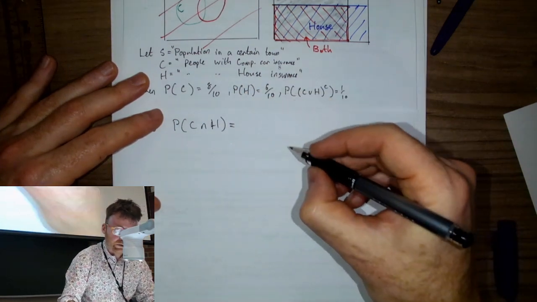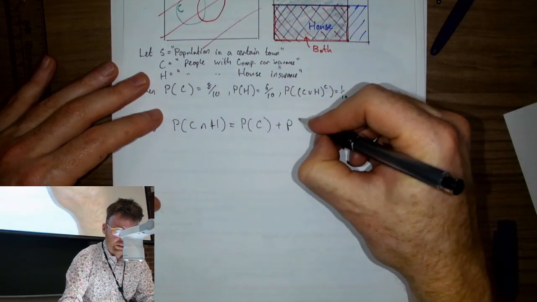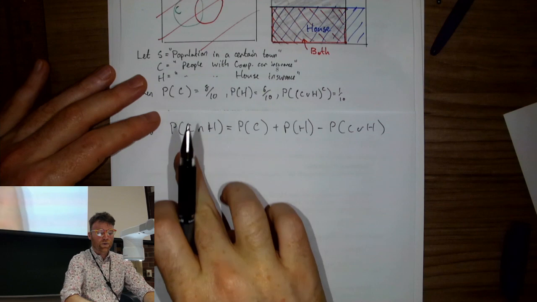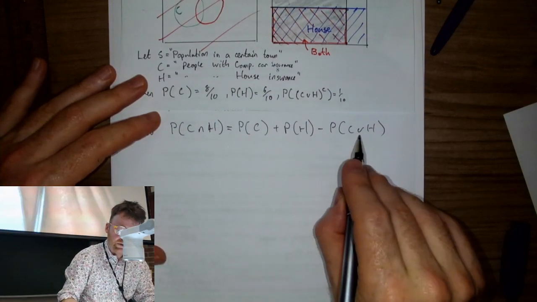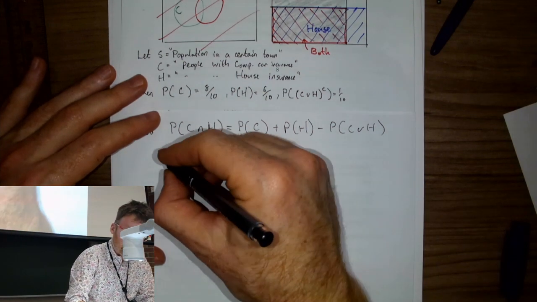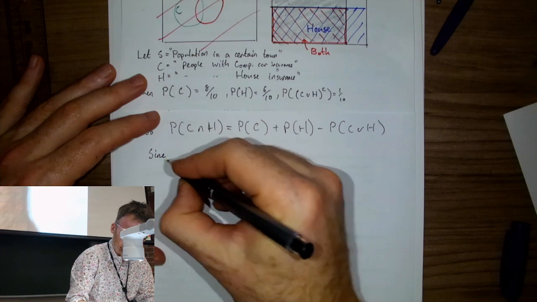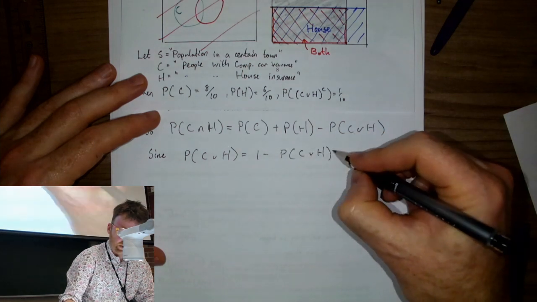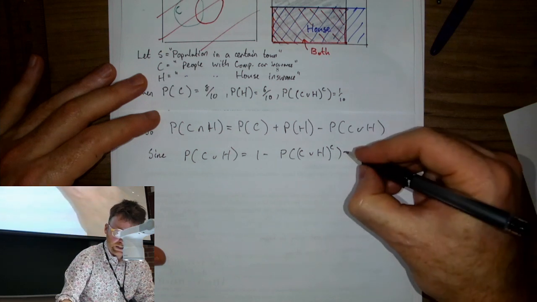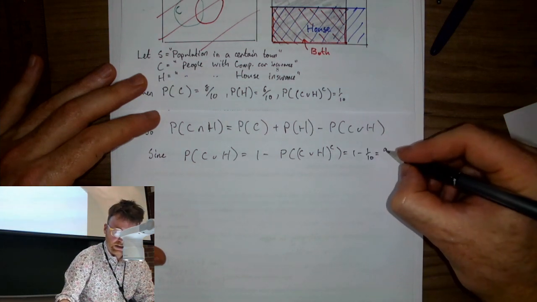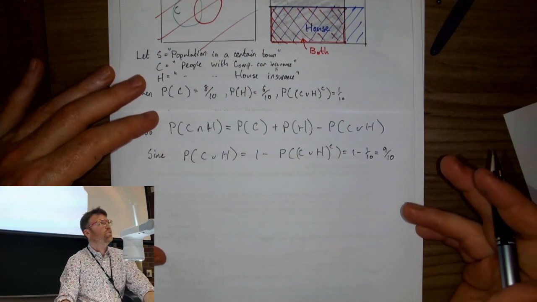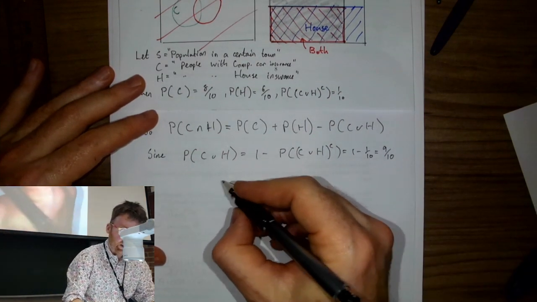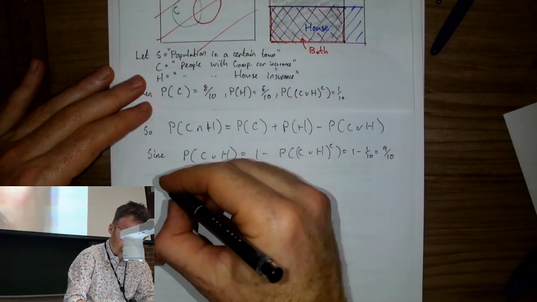Well, using the inclusion-exclusion principle, that's just the probability of C plus the probability of H minus the probability of C union H. Just taking the inclusion-exclusion principle and swapping the roles of the union and the intersection. This I know, this I know, this I don't know. But I do know that since the probability of C union H is equal to 1 minus the probability of C union H complement, then that's 1 minus 1/10, which is 9/10. 90% of the people have some form of home or car insurance. Okay, that kind of makes sense. So now I know enough to make this inclusion-exclusion principle work.